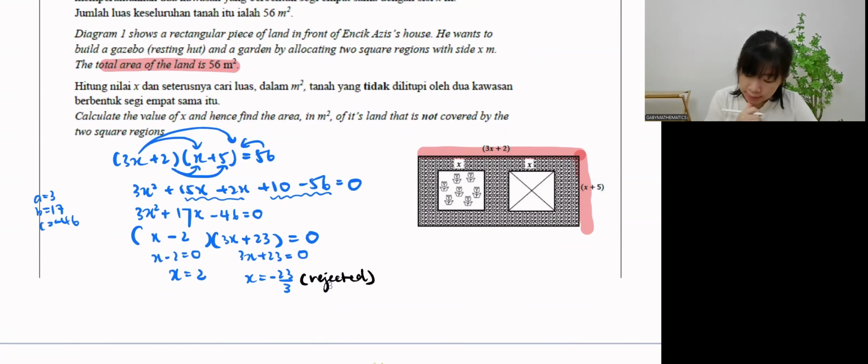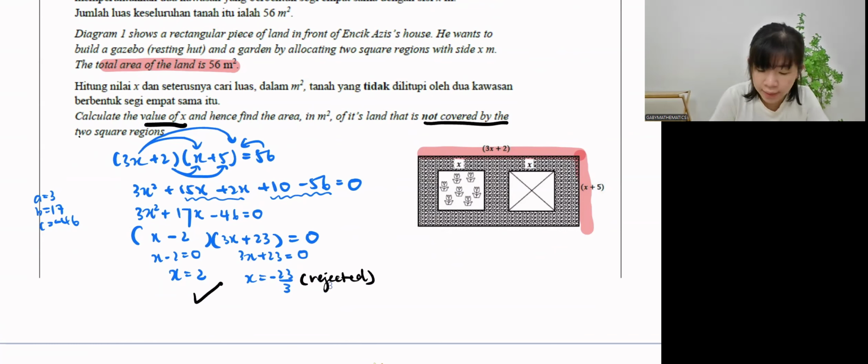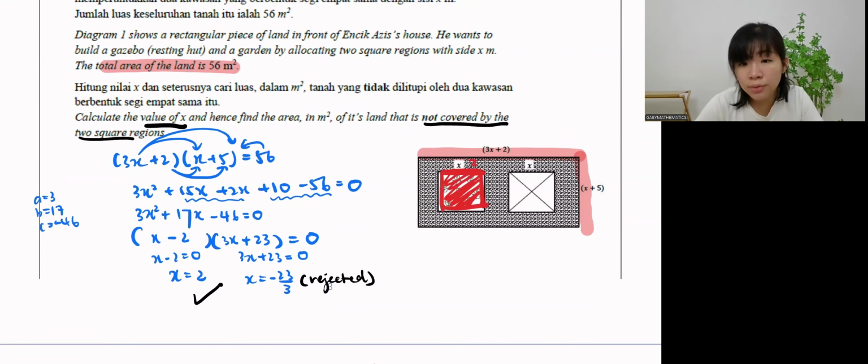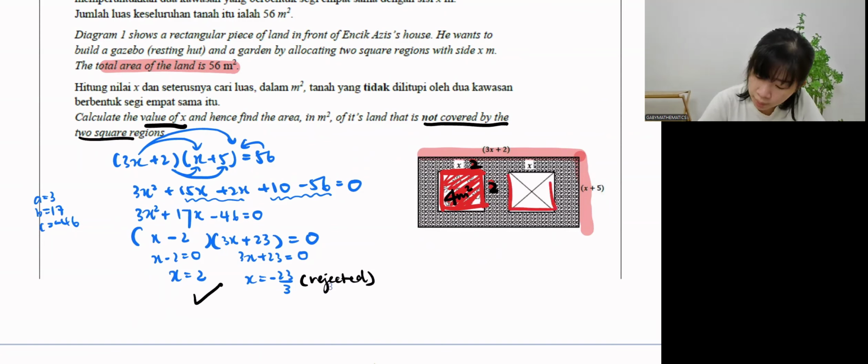So what does the question ask? They want the value of x. We found it. And they also want the area not covered by the 2 square regions. We know that the length of the square is x, and x is 2. What is the area for 1? 2 times 2, then it will be 4 meters square. We have both. Later we need to minus.